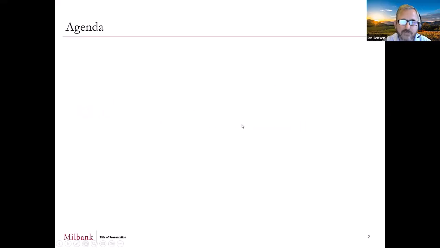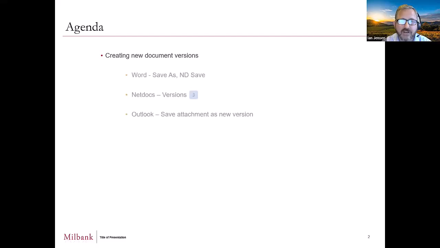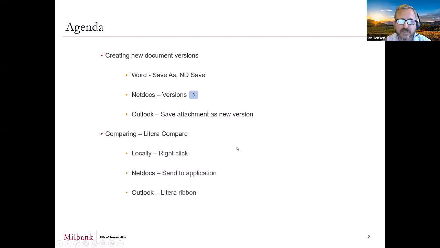Now the agenda today, we're going to go through creating new document versions. And that is something that you will do quite often and probably already have. We're going to talk about how to do it in Word, how to do it in NetDocs, and how to create new versions using Outlook as the attachments. And we're going to talk about comparing. We're going to use Litera Compare. Now, that's a pretty straightforward program in itself, so I'm going to share some of the details with you today.